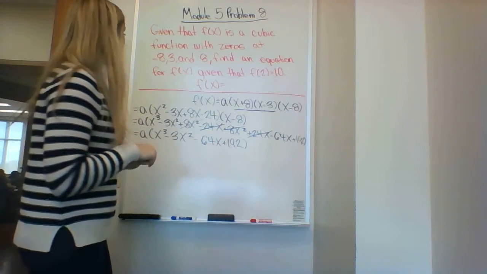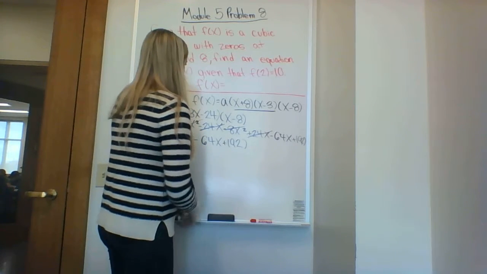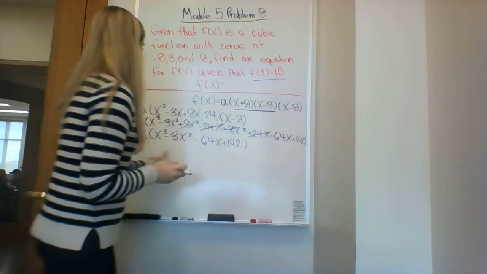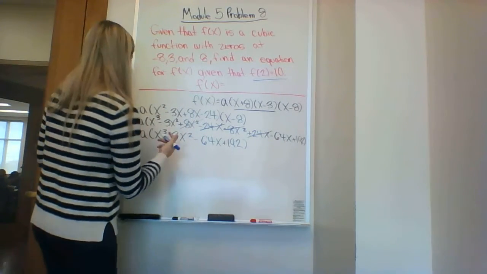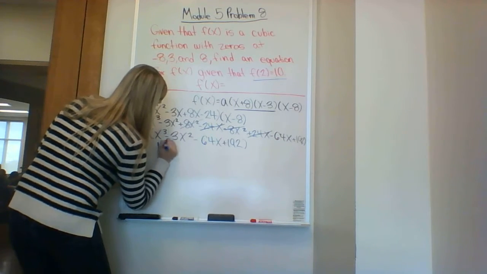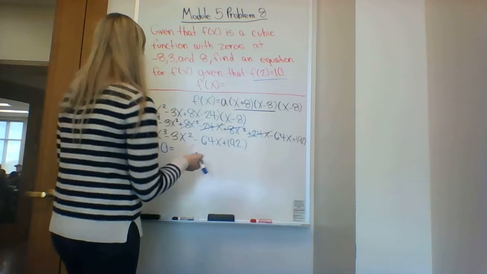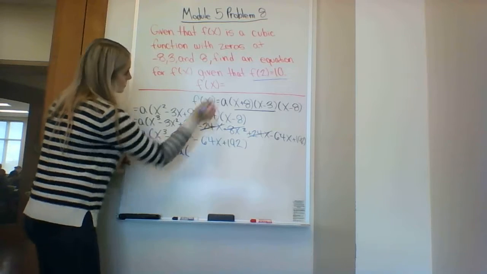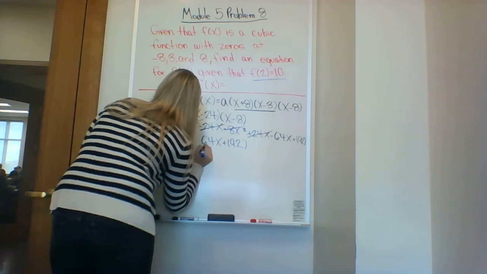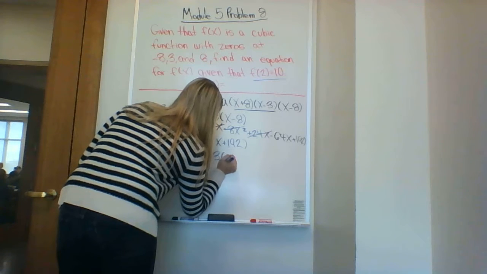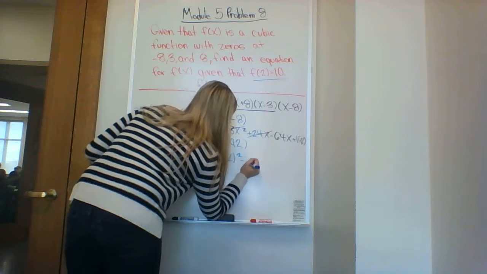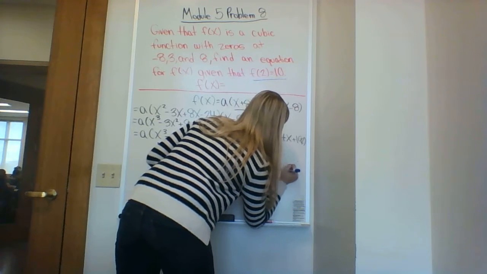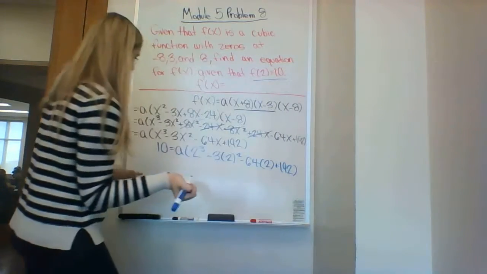Now we're going to go ahead and solve for a. The problem gives us f of 2 equals 10. We're going to go ahead and plug that into our equation here to be able to get this a. Our 10 is going to stand for the y, and our 2 is going to stand for the x. So everywhere within this equation, where the x is, we're going to put in 2 and solve for it. So 2 cubed minus 3 times 2 squared minus 64 times 2 plus just our constant here at the end of 192.